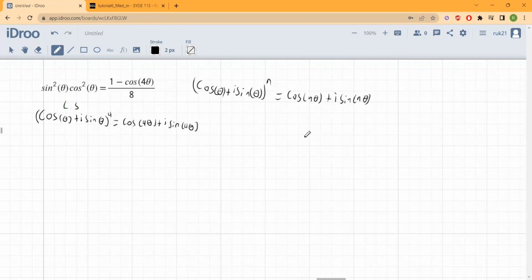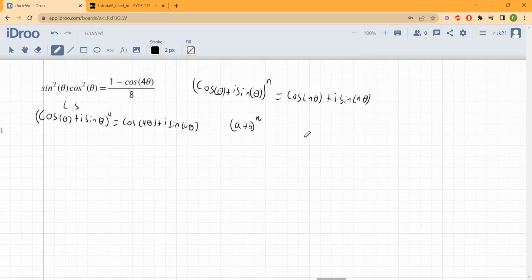Now we're going to start by expanding our left side. The way Ms. Scott did it is that first she took it to the power of 2, and then again to the power of 2. But I'm going to start straight away and expand all of it. To expand it, we need to remember Pascal's rule. It basically states that a plus b to the power of n follows Pascal's triangle.